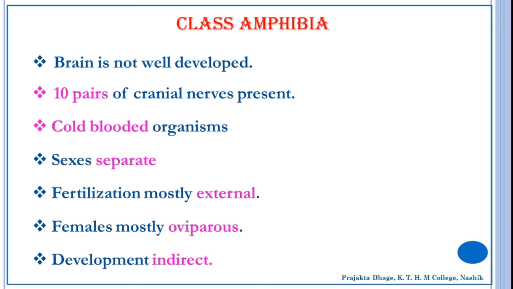The best examples of amphibia are Ichthyophis, Salamandra, Rana, then you have Siren, Bufo, Hyla, etc. So you have salamanders and frogs present in this particular class. So these were all the examples and the general characters of amphibia.